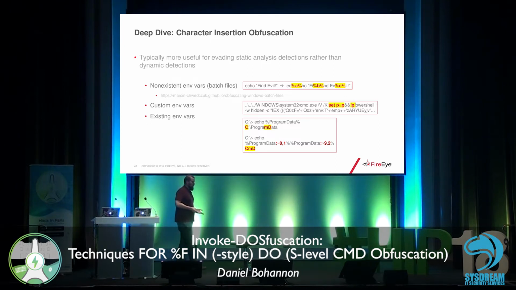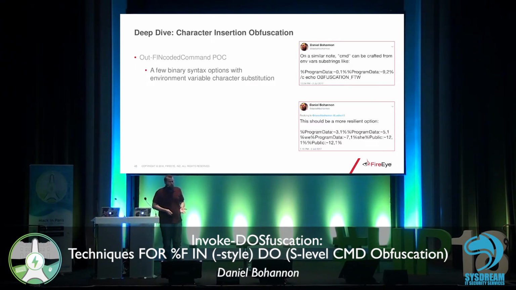Non-existent environment variables. This is one I found in a blog from several years ago, where for batch files, this is really only a static thing. For batch files, if you use non-existent environment variables, they'll just resolve to nothing. And so it's a way you can obfuscate your payload on disk. Custom environment variables, and then existing environment variables we looked at previously.